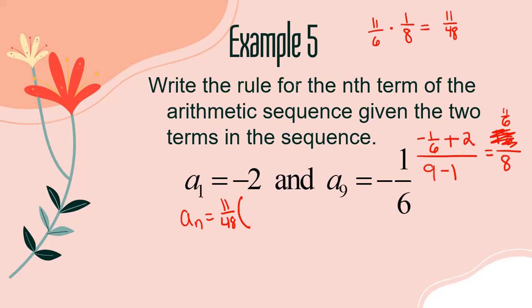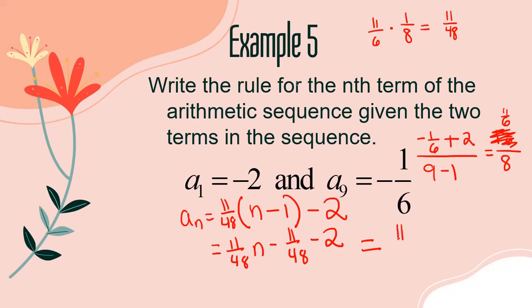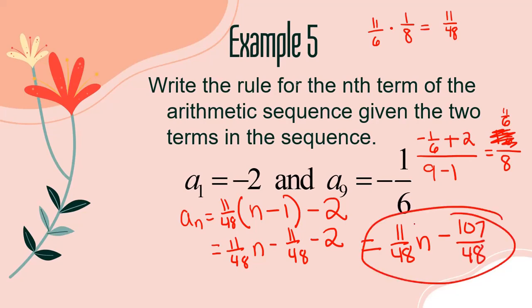So I'm going to go a sub n is 11/48. Oh, they did give us a sub 1. This might have been easier to use my formula. n minus 1, minus 2. So I'll distribute: 11/48 n minus 11/48 minus 2, which 2 would be 96/48. So 11 plus 96 is 107. So my answer, after I did some simplification, is 107/48 for my sequence.